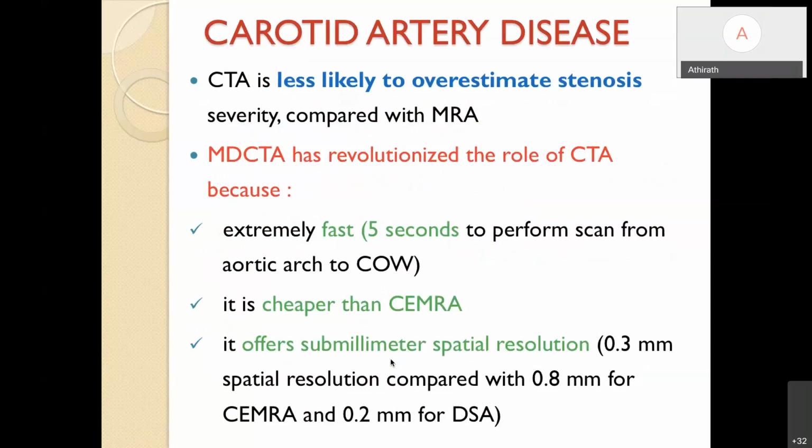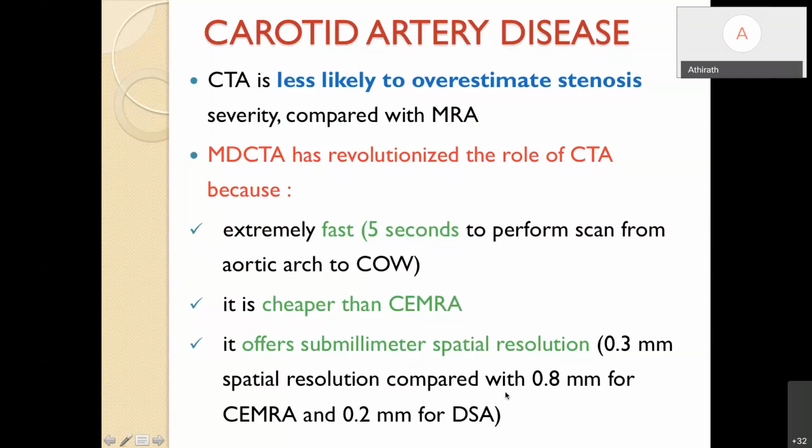The first indication is carotid artery disease. CT is less likely to overestimate stenosis when compared to MRI. Therefore, multi-detector CT angiography has revolutionized the role of CT angiography because it is extremely fast, taking only 5 seconds to perform any scan from aortic arch to circle of Willis, and it is cheaper when compared to MRI.